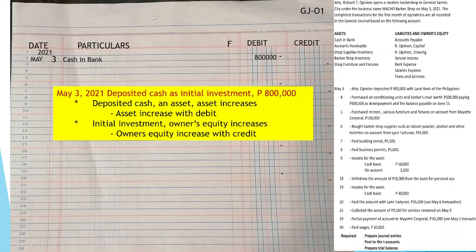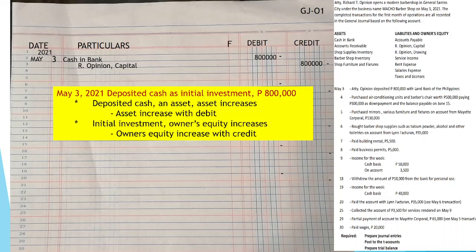Please take note that if you are using the two-column journal, you don't need to write a comma, because this represents the money value. How about the credit item? It must be indented on the second line, indented from the debit line. And of course, the amount is written along the same line under the credit column.